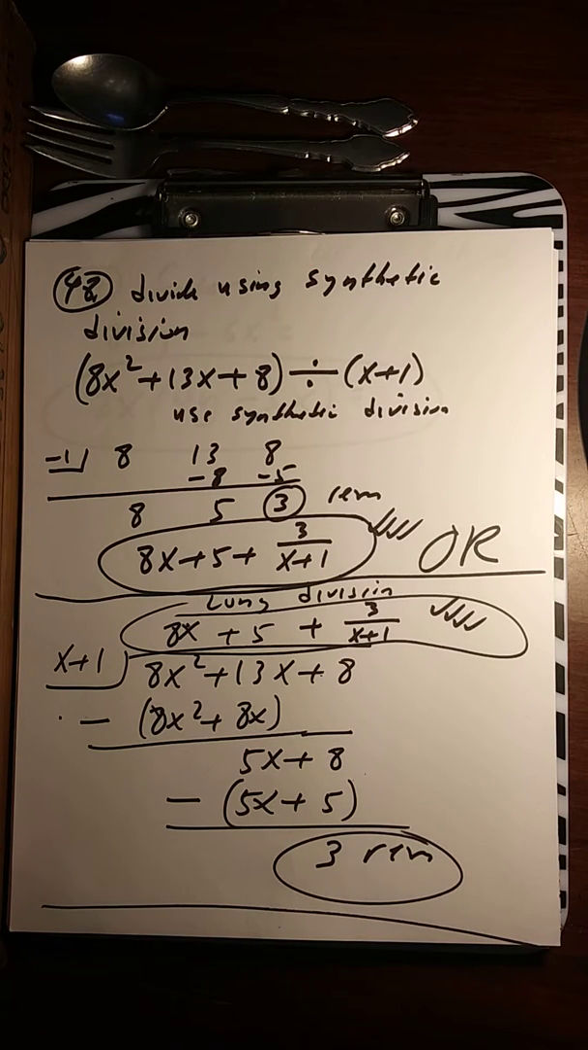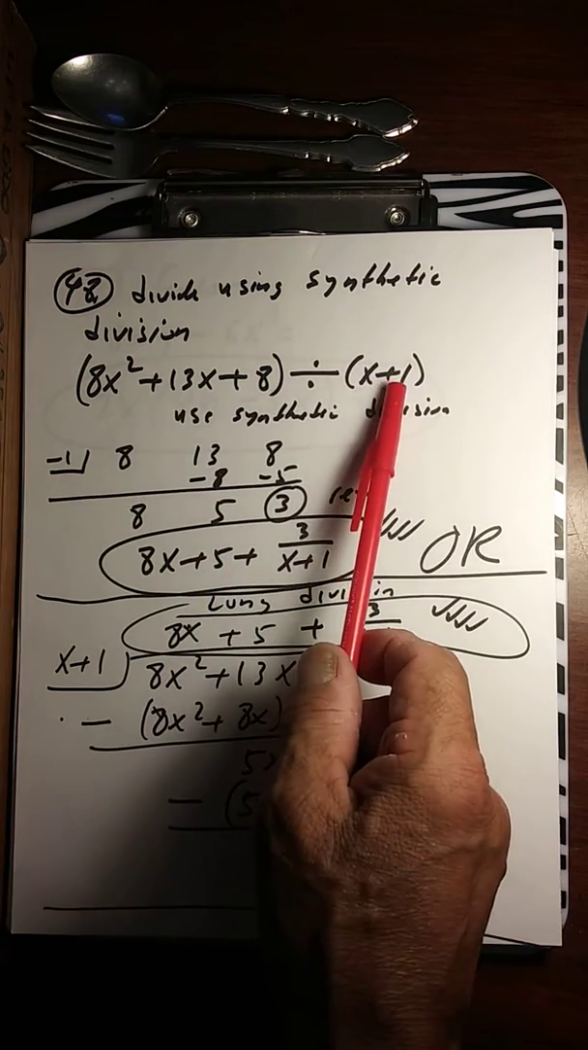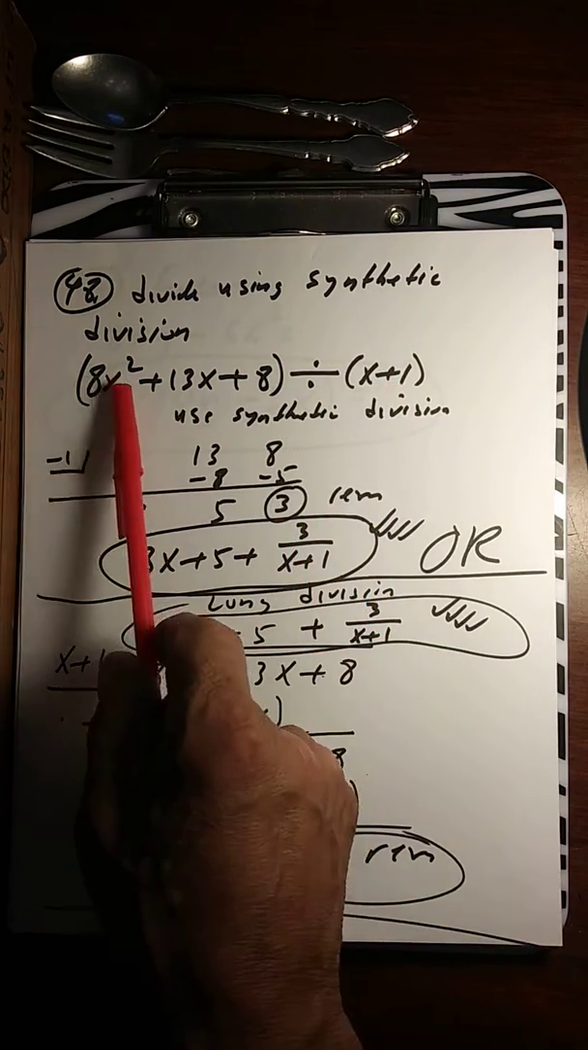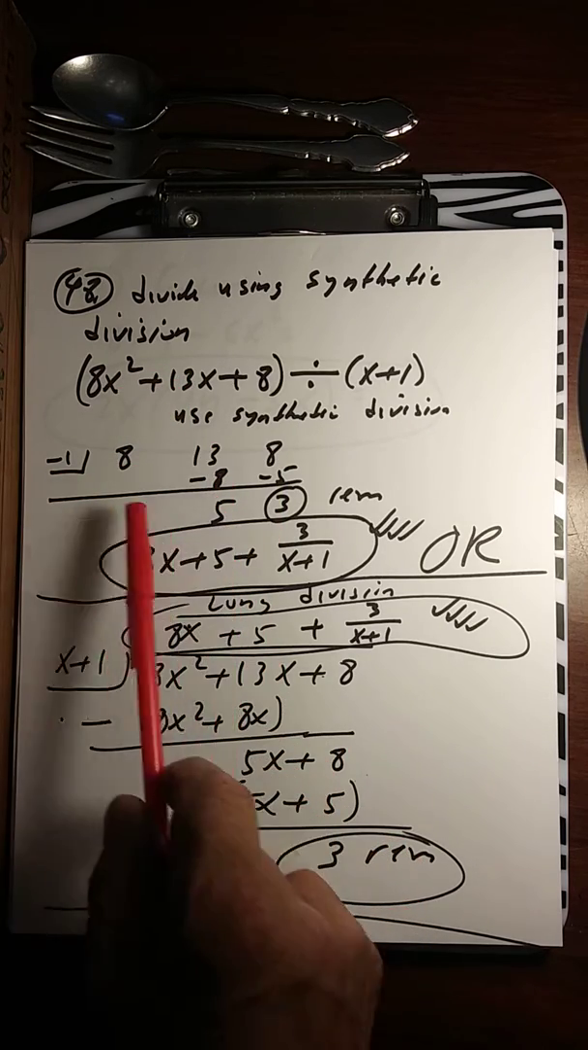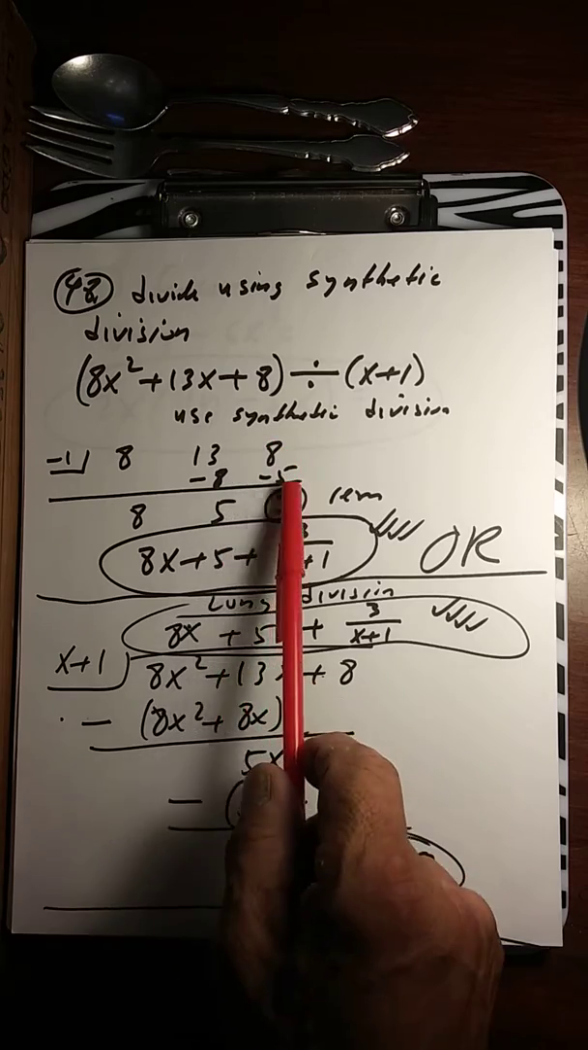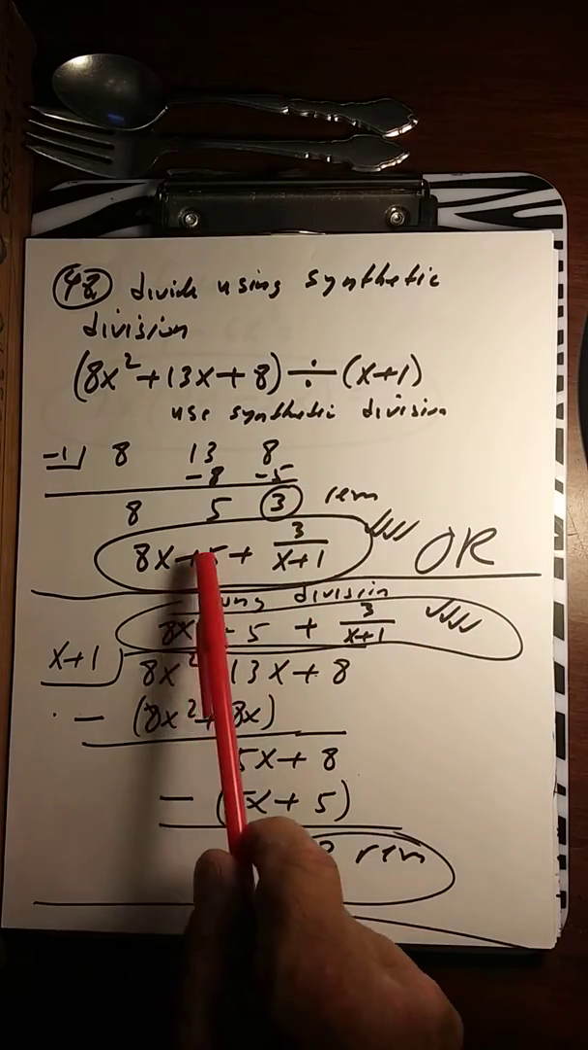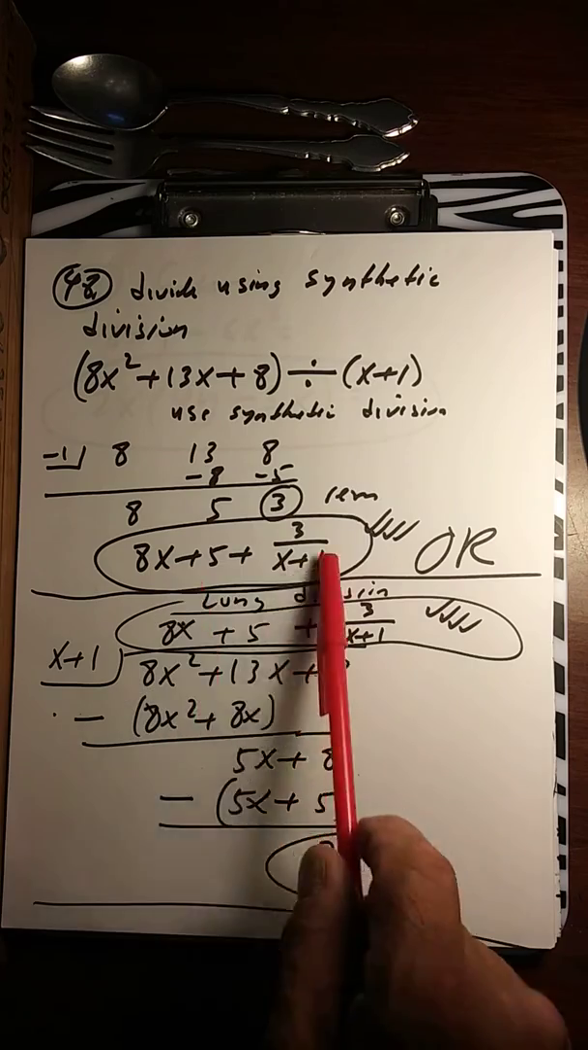All right. Divide using synthetic division. Okay. So we'll put the opposite of this, negative 1. Put the numbers in, 8, 13. Bring the 8 down. That turns as negative 8. 13 minus 8 is 5. That turns as negative 5. 8 minus 5 is 3. So 8x plus 5 and 3 over x plus 1 is the answer.